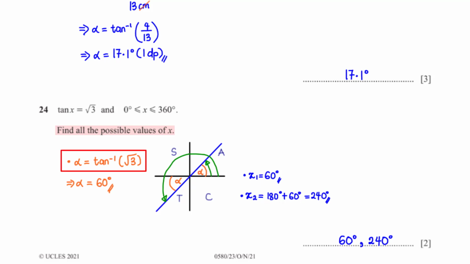To get the value of alpha, we take the tan inverse of the positive value of root 3, which is the same as root 3. And so tan inverse of root 3 is 60 degrees.